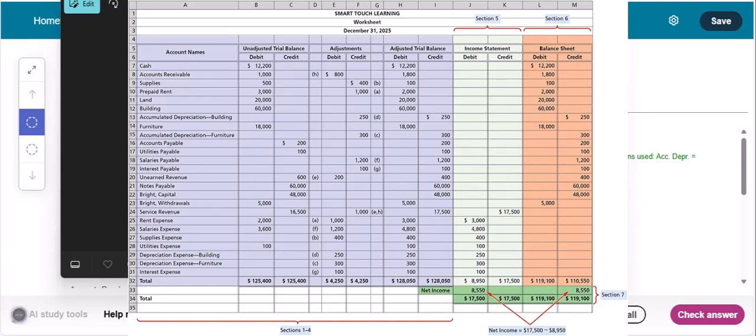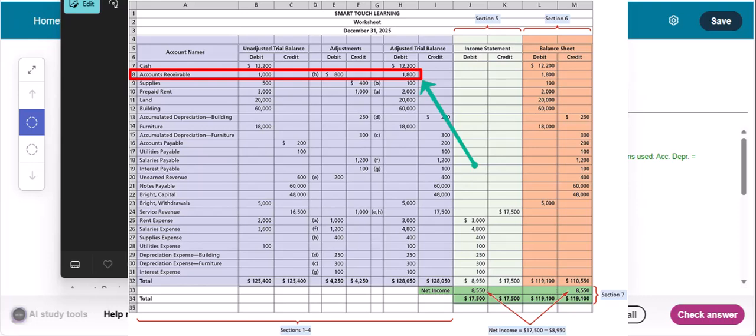And how do we get these? We take the unadjusted trial balance and we either add or subtract the adjustment. For example, with accounts receivable, we had $1,000 before the adjustments, and then we increased the account by $800, so our new balance is $1,800.